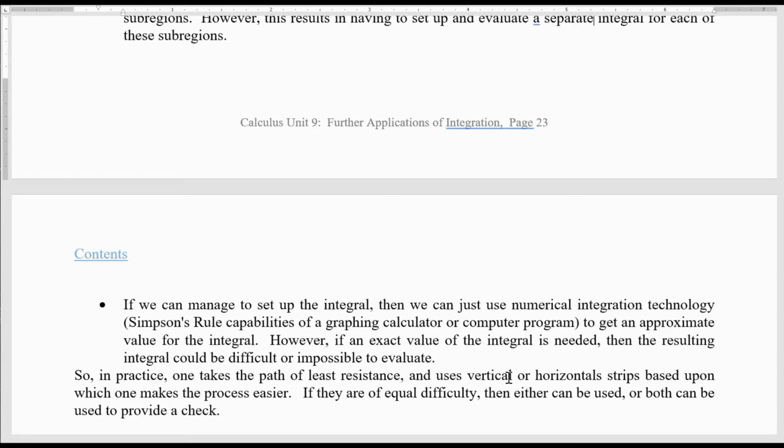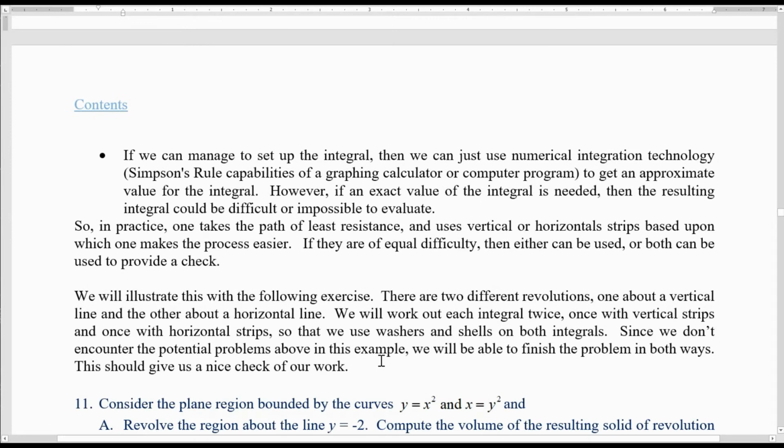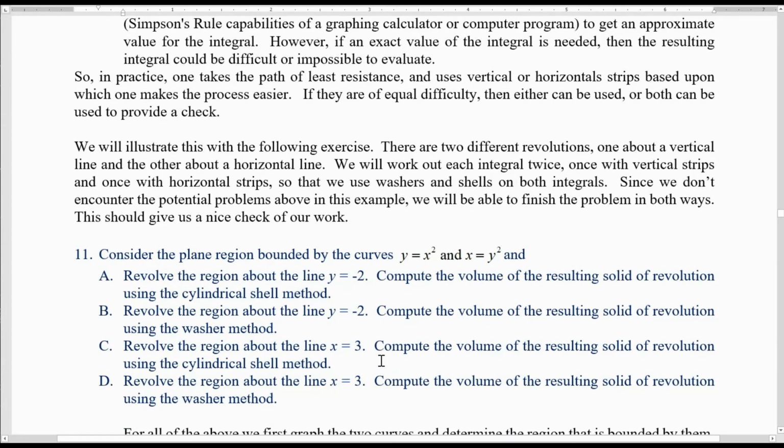So in practice, what one does is take the path of least resistance and use vertical or horizontal strips based upon which one makes the process easier. Either easier to set up the integral, or if they're both equally easy to set up, which one makes the integral easier to evaluate once you get it set up. Now, if they are of equal difficulty, then either can be used, your choice, or both can be used and then check them against each other. So let's illustrate that with the following set of exercises here.